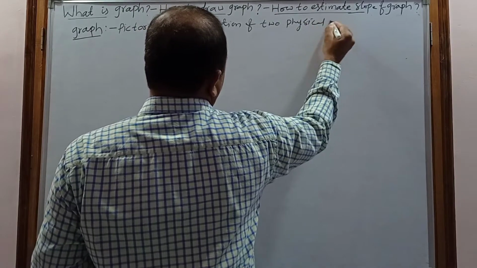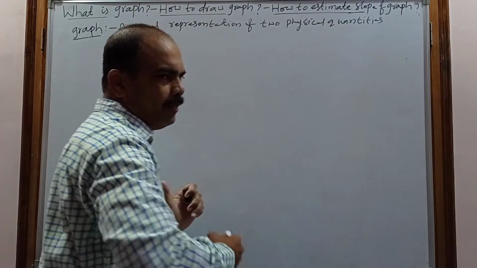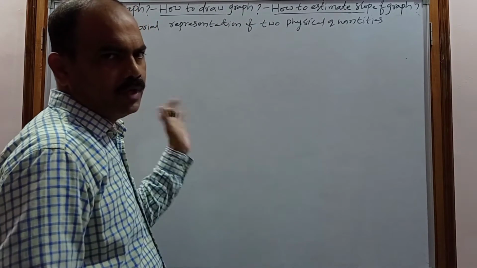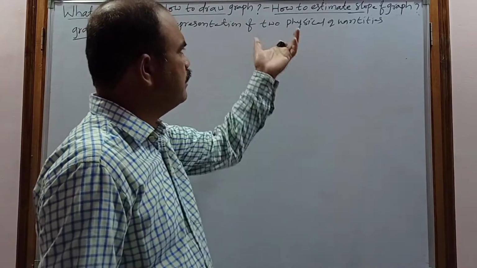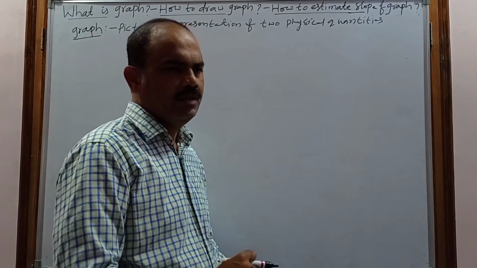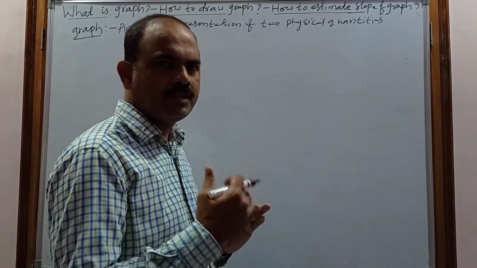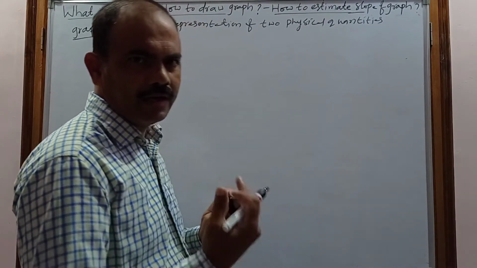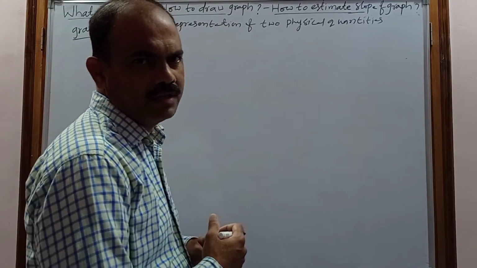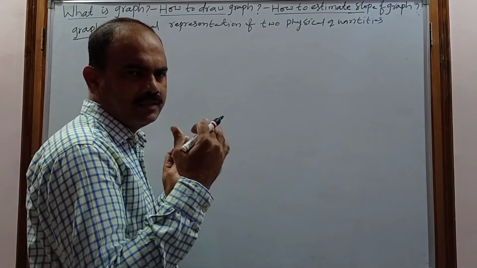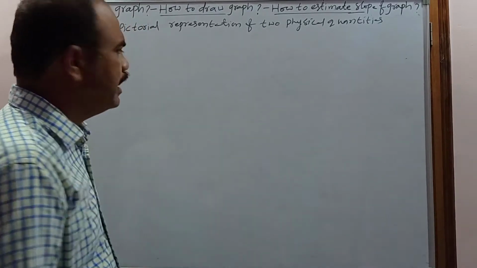Generally in mathematics, the definition of a graph is the pictorial representation of two coordinates. In place of the coordinates, in physics we are using two physical quantities. The two physical quantities may be displacement and time, velocity and time, pressure and volume, as well as current and potential difference. So many such pairs of physical quantities are there in physics, and representing them pictorially is nothing but the graph.